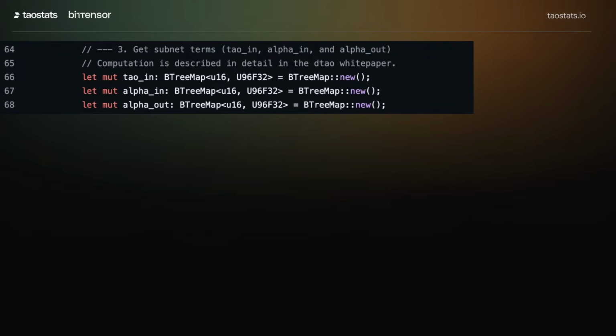Okay, so now we have the sum of the subnet prices. It's time for step 3. We're going to get the tau in, the tau that's emitted into the liquidity pool for the subnet, the alpha in, the alpha emitted into the liquidity pool, and the alpha out. That's the alpha that's emitted to all of the stakeholders and distributed to the owners, the miners, and the validators. We're going to spend a lot of time there, but let's just get through this first part.